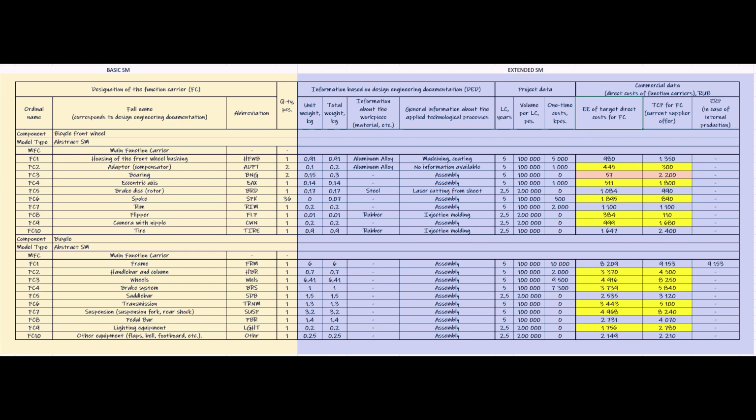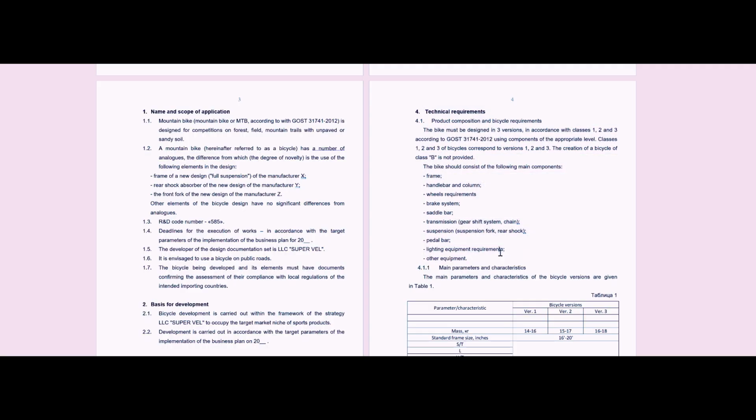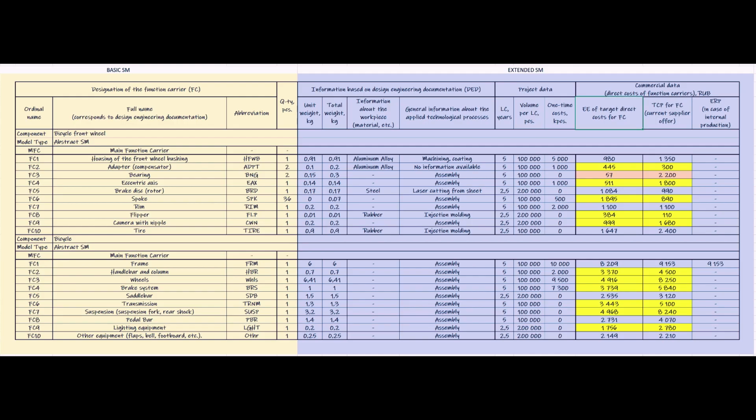It gives sometimes significant discrepancies between the actual and expert assessment of the significance of functions and their carriers, and therefore an error. Firstly, in the process of determining the target value of direct costs for the function carriers. Secondly, in the process of comparing the value of relative importance and relative direct costs in analytical reports, an example of which will be discussed below.